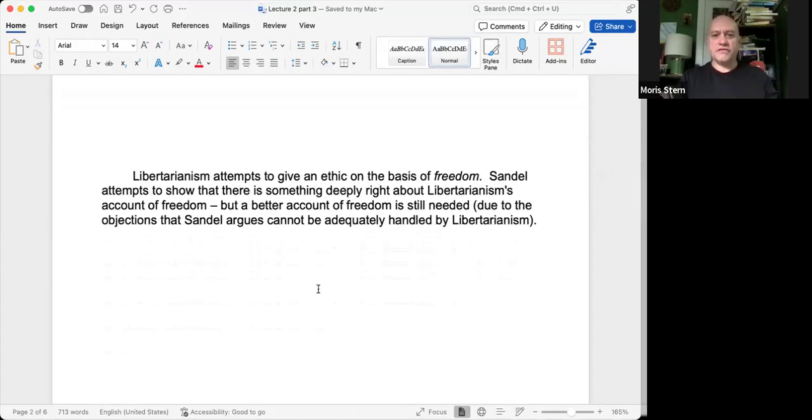Libertarianism attempts to give an ethic on the basis of freedom. Sandel attempts to show that there is something deeply right about libertarianism's account of freedom, but a better account of freedom is still needed, due to the objections that Sandel argues cannot be adequately handled by libertarianism.